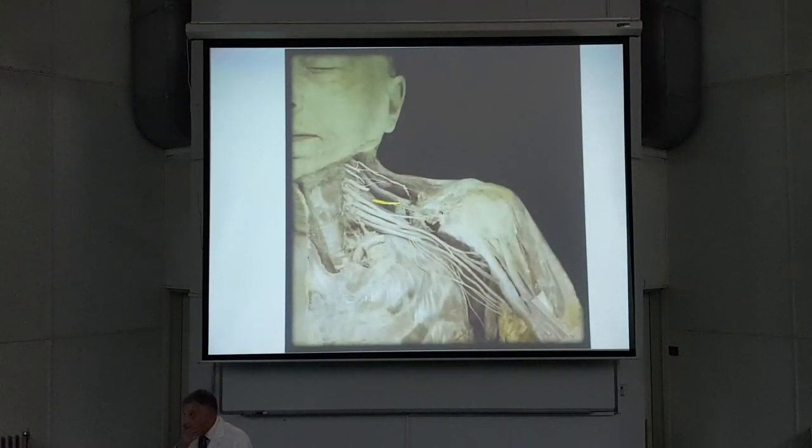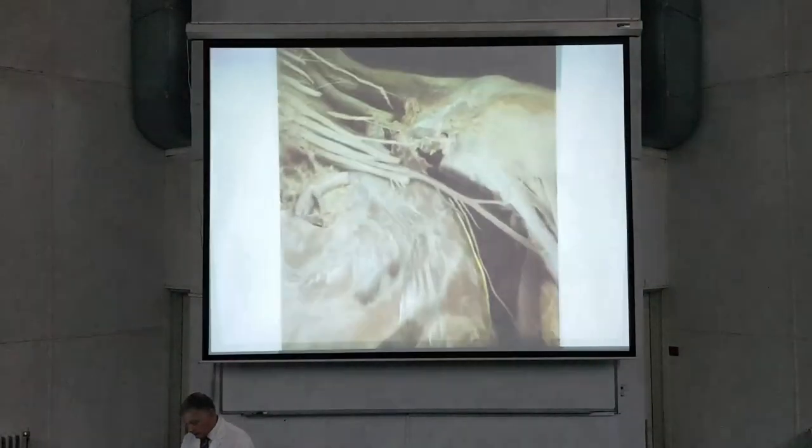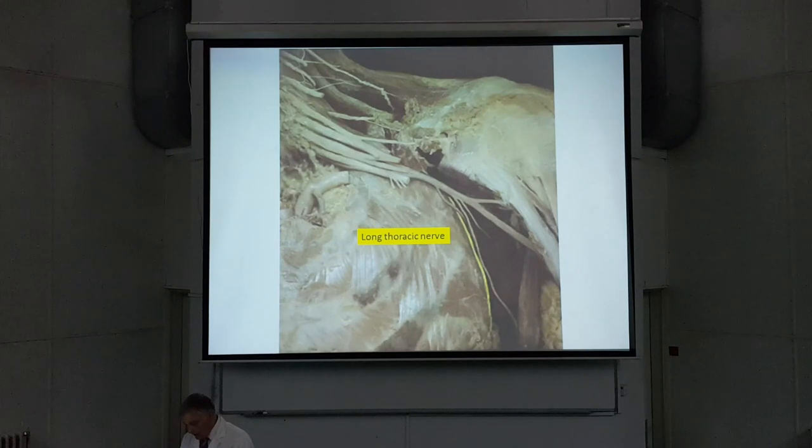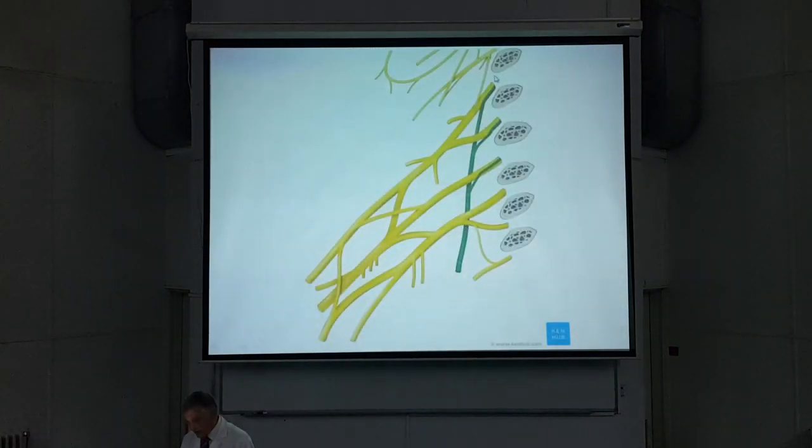Now, we have minor branches coming out of the brachial plexus in different stages. This is C5 giving this nerve, which is called dorsal scapular nerve. This is the long thoracic nerve going for serratus anterior, and we have seen this long thoracic nerve coming from C5, C6, C7. They come from the ventral rami.